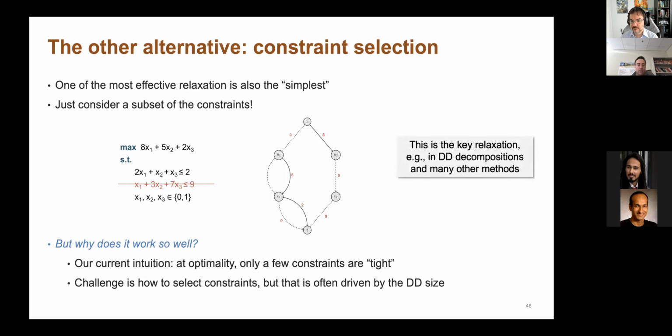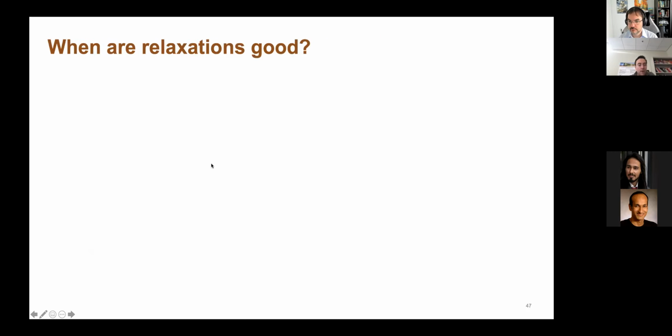Right. And so I think the constraints that you choose to put as DDs can actually be very key in creating some scalable approaches using decision diagrams. And we'll talk about that a little bit later on, hopefully. Okay. Well, do we have another question here? Okay, thank you. So when are relaxations good?